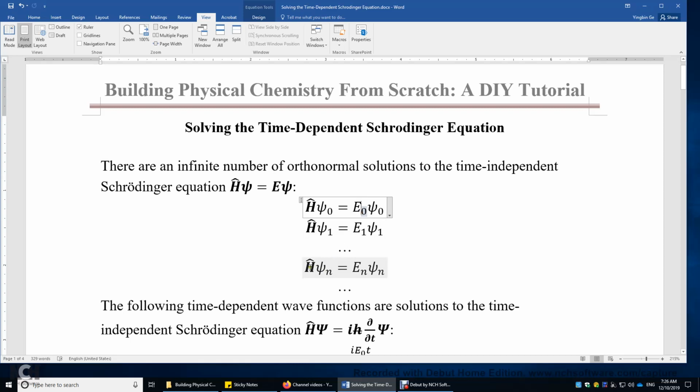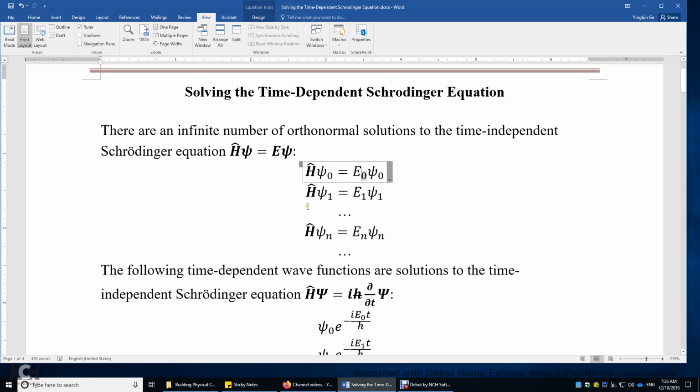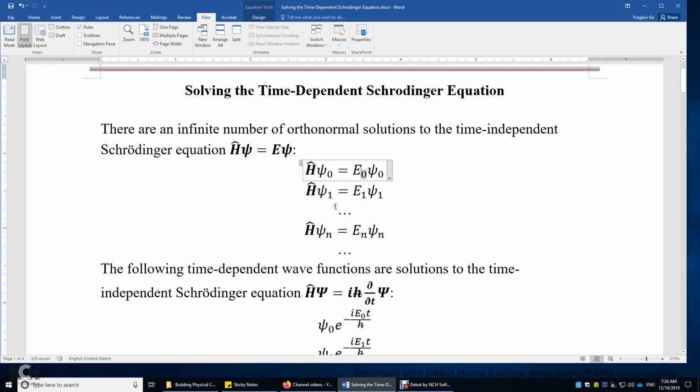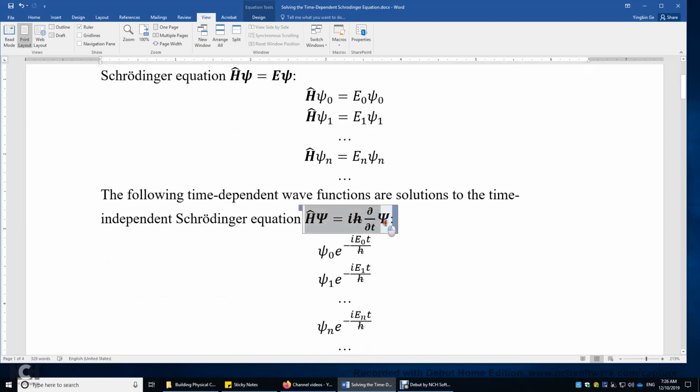E0 is the energy of the ground state. In general, we have H psi n equals E sub n times psi sub n. And again, this is the time-independent Schrodinger equation. This H does not depend on time. This psi does not depend on time. So what is the time-dependent Schrodinger equation? The form is like this.